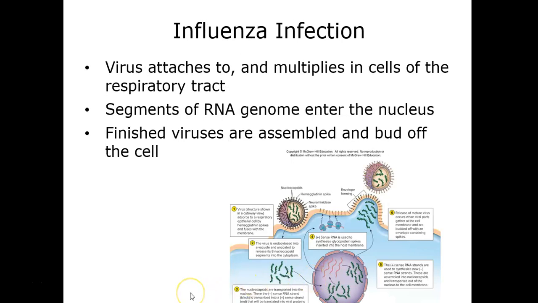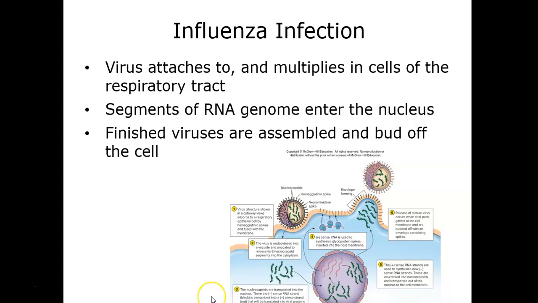Influenza infection. Let's start talking about the biology of how the virus infects cells. This is obviously a respiratory virus. It is multiplying and entering into the cells of the respiratory tract. The segmented virus, meaning that it's composed of segments of RNA, enters into the nucleus. The virus will then finish its assembly and bud off of the cell.